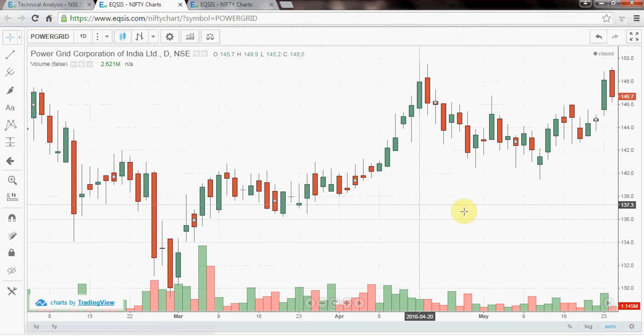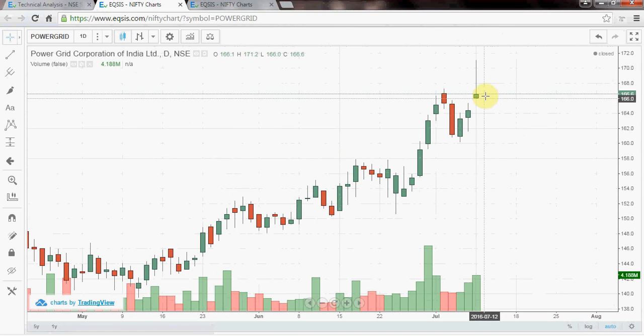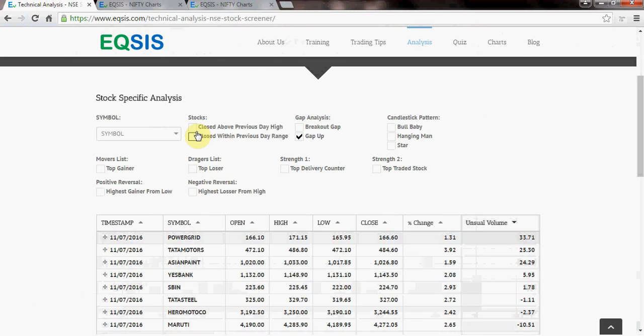I'll just zoom this for you people for a while. It opened and went all the way to 172 and closed at a lower level. Still, it managed to keep the gap. So see, this table on a standalone basis is not going to complete the analysis, but it will help you see where to focus. So you can figure out some stocks from here, and then proceed with your analysis.